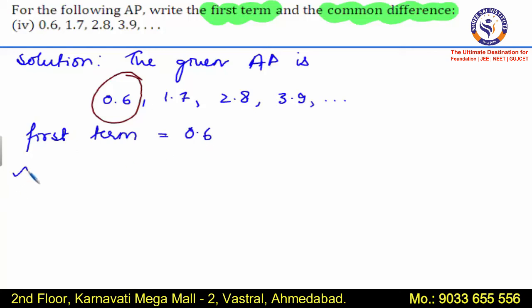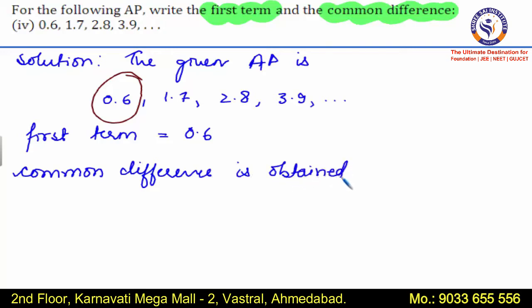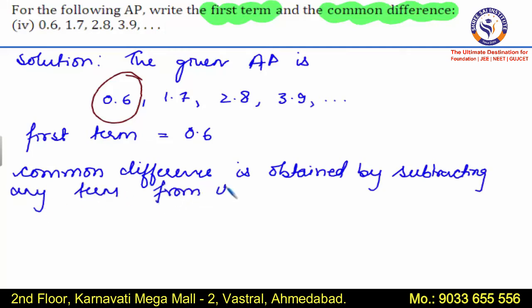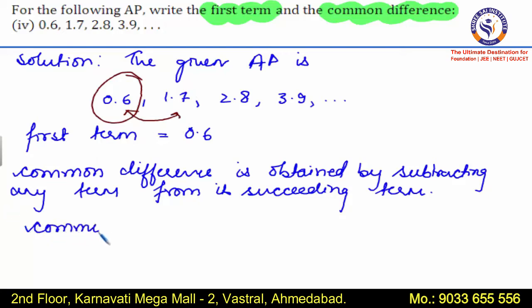Now we have to find the common difference. Common difference is obtained by subtracting any term from its succeeding term. Therefore, here if we consider the term 0.6, the term which succeeds 0.6 is 1.7. Therefore, common difference is equal to 1.7 minus 0.6, and this gives 1.1.